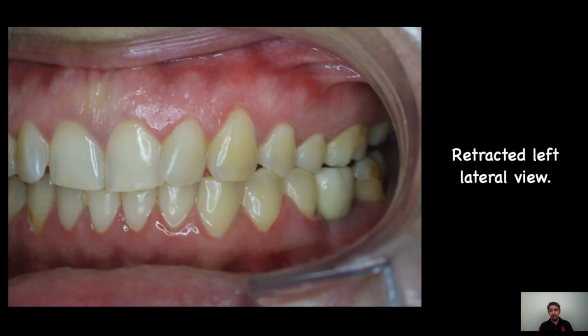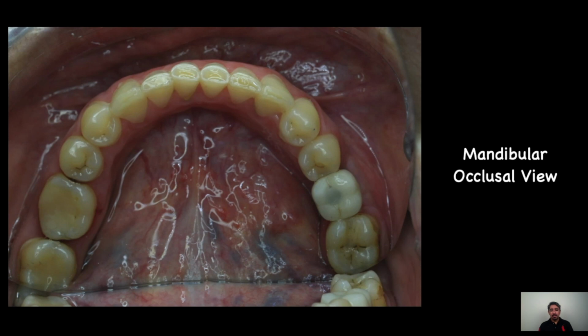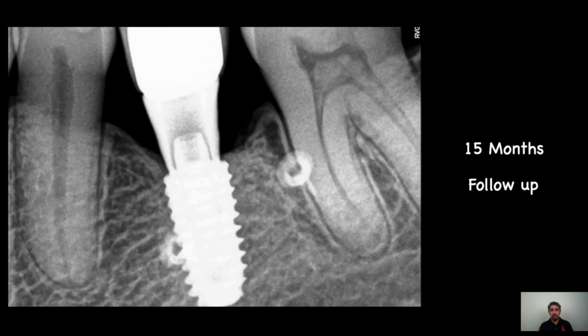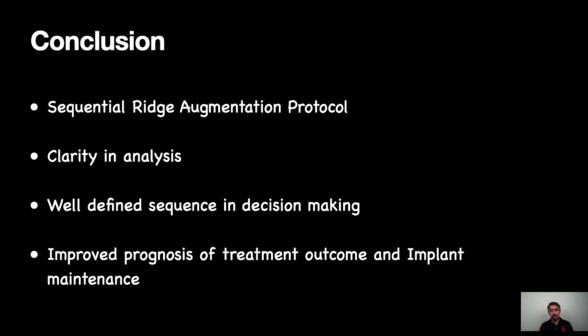This is what it looks like in occlusion, and the occlusal view of the crown once the final fit was done. That is the radiograph after 15 months. I unfortunately don't have the final clinical picture to show you the follow-up. Hopefully once things settle down with the COVID, I would be able to take photographs of the clinical situation as well.